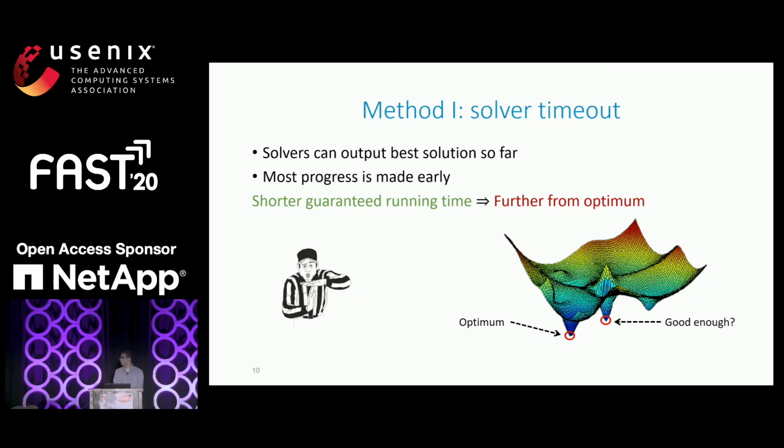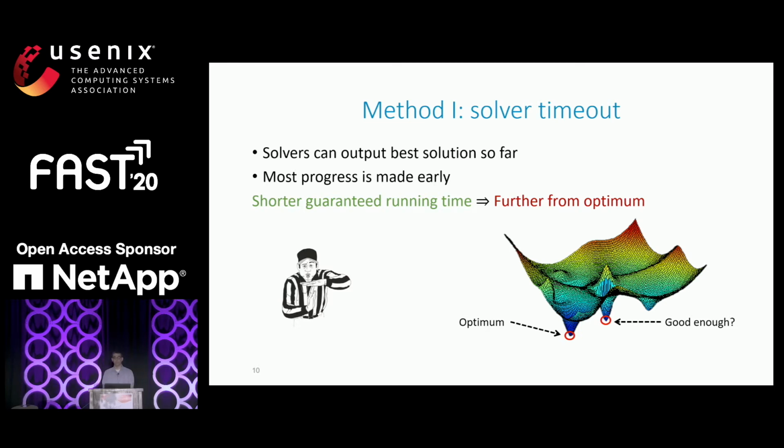The first acceleration method we suggest is solver timeout. With solver timeout, we're using the solver's ability to halt the execution and output the best solution found so far.